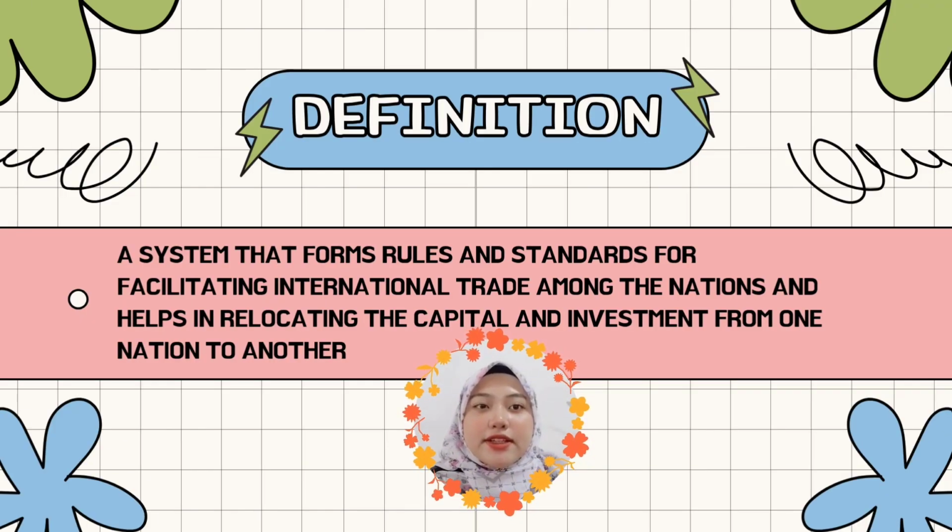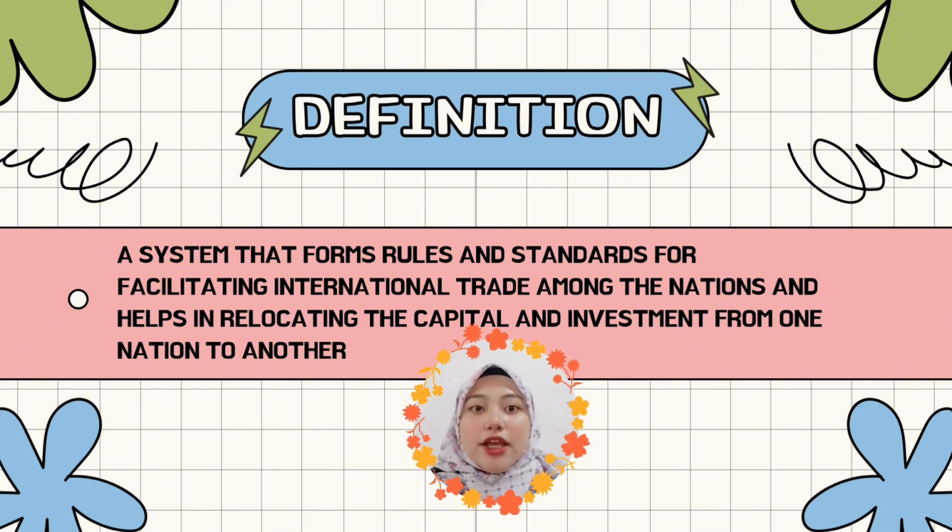Let's begin by understanding what we mean by a system that forms rules and standards for facilitating international trade. In simple terms, this refers to a framework of guidelines that countries use to regulate their trading relationship with one another. The system makes it easier for countries to trade goods and services, manage investments, and ensure fair practices. It also helps in relocating capital and investment between nations.